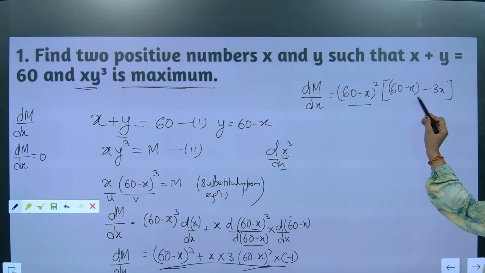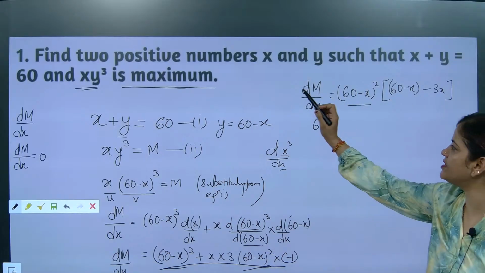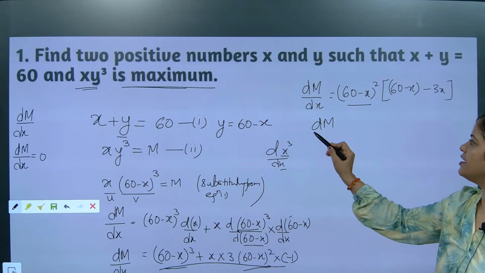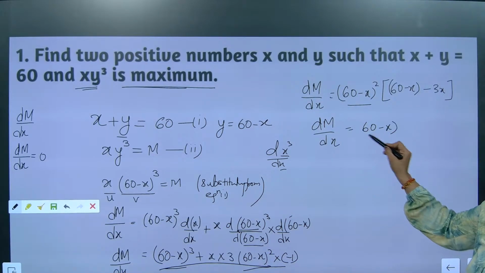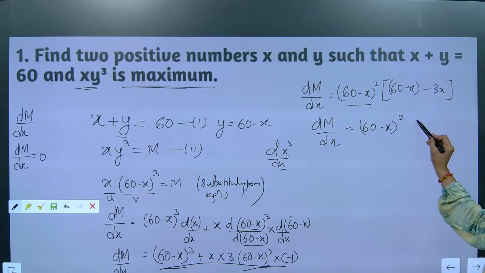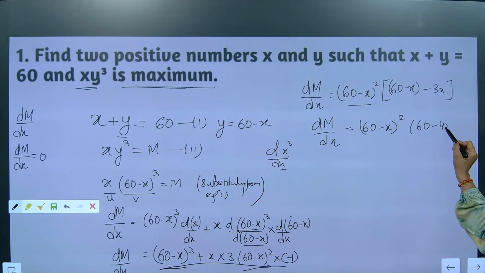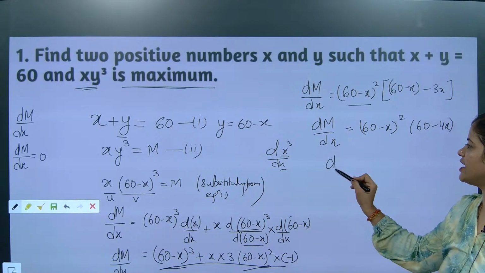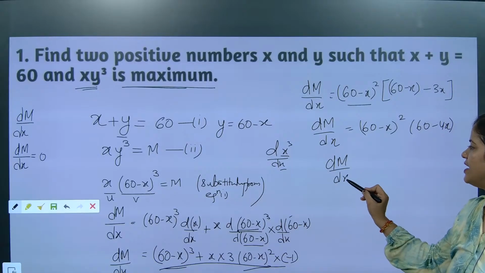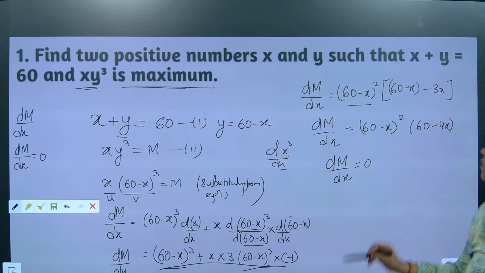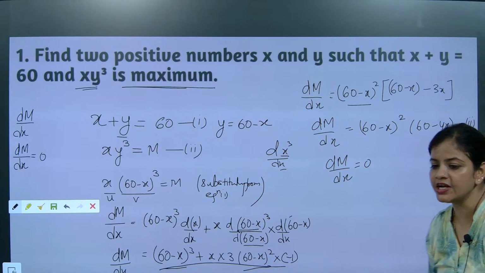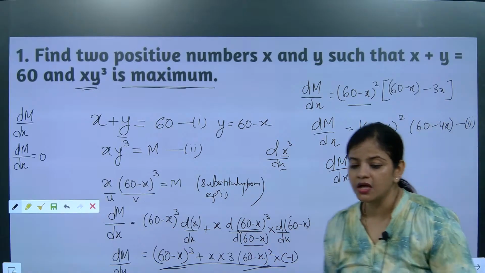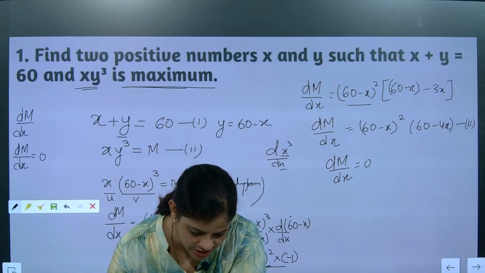60 minus x. Now solve this one, beta. What is coming? dm by dx is equal to 60 minus x whole square, and here it is coming 60 minus 4x. Now beta, for the critical point, what are we going to do? dm by dx equal to 0. Whatever it came, this one, you take it as equation 2, because we have to differentiate again to check whether it is maximum or minimum. Please kindly go till here, children.